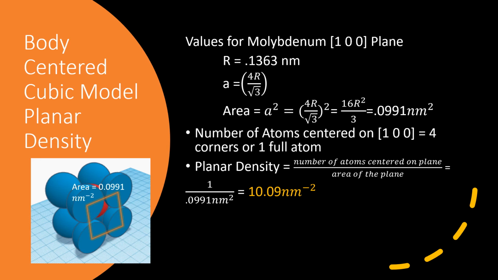Moving on to the BCC, I chose the 1, 0, 0 plane again. As you can see, it's in the corner of the atom, and you find the area by squaring the value you found for A previously, and you get a value of 0.0991. Then you can see that there are 4 corner atoms centered on this plane, so 4 corner atoms would make 1 full atom centered on the plane. Then you divide 1 by the area, and you get 10.09. It's nanometers to the -2 again, because you have a nanometer squared on the bottom.